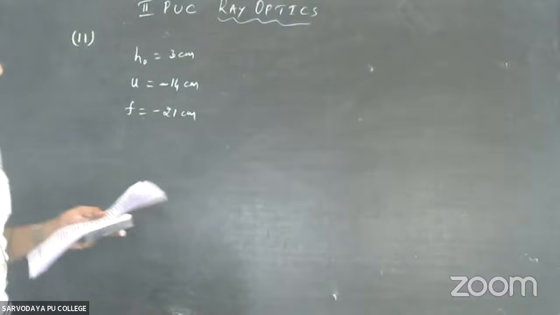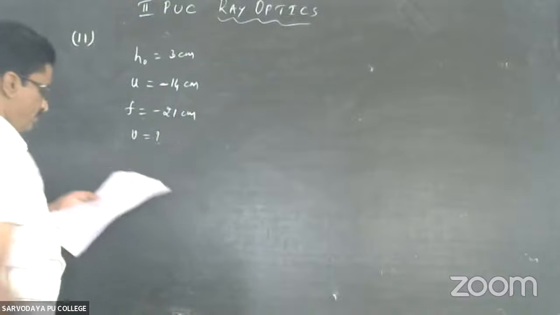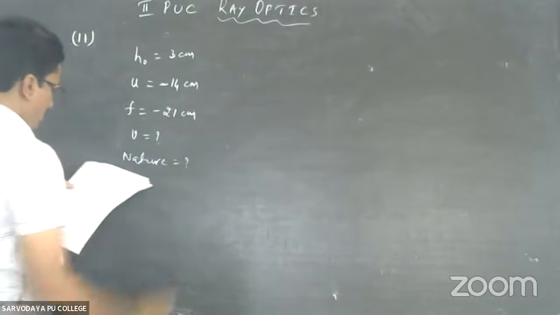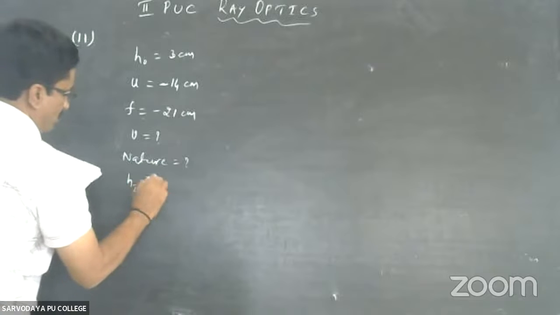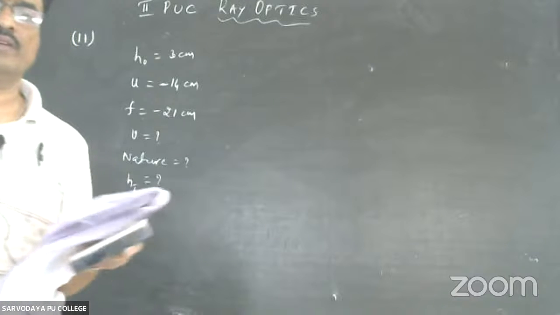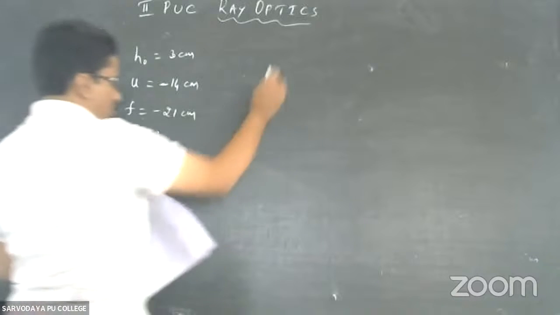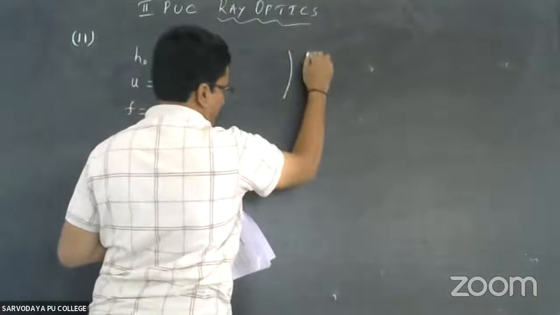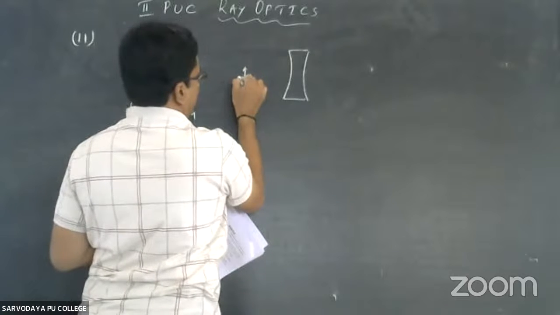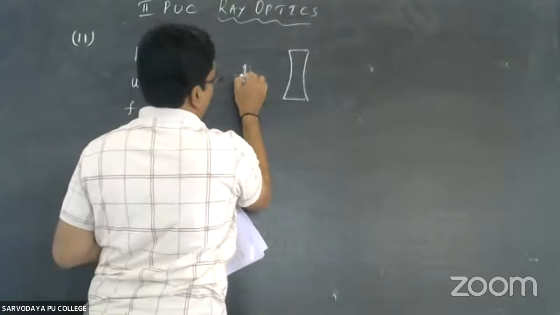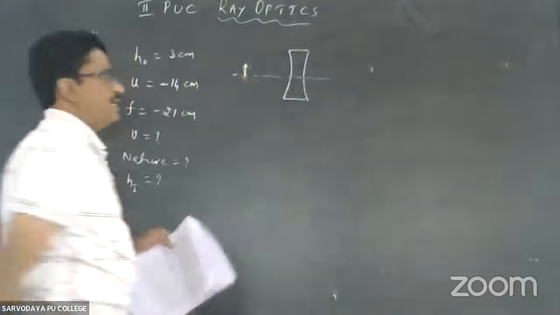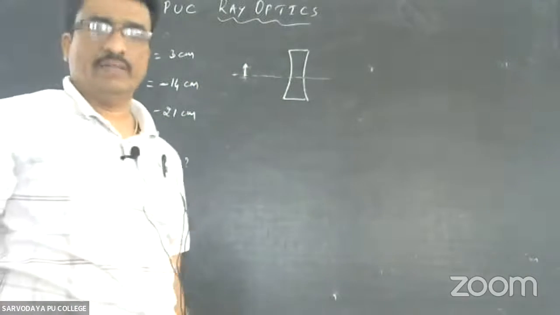Find the position, nature, and size of the image formed. Okay. Already you know, once you consider a concave lens, when you consider any object in front of it, it produces only virtual image and it will be a diminished one. Okay, this is the basic characteristic related to concave lens.